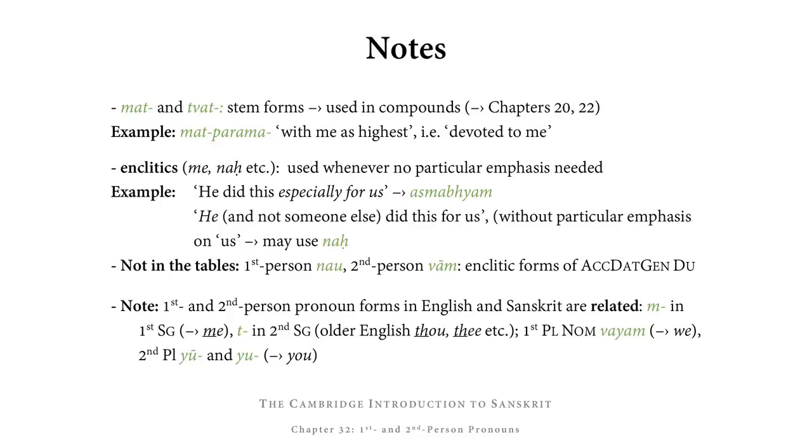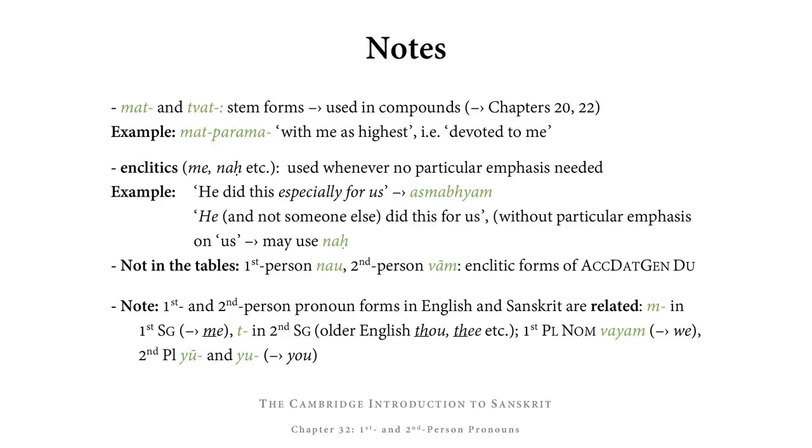If you would like to see an example of one of these stem forms in an actual compound, look at mat-parama, which literally means whose highest is me, mat. It is a bahuvrihi compound used to mean someone who has me as their highest, i.e. someone who is devoted to me, and this is something that a god might say.